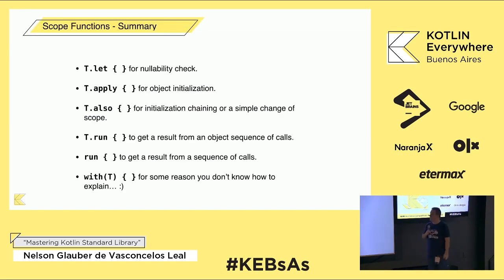Just a quick summary here. Use let for nullability check, apply for initialization, also for initialization chaining, or simply to change the scope of the object, run to get a result from an object or sequence of calls, and with, for some reason, I don't know how to explain. Okay?